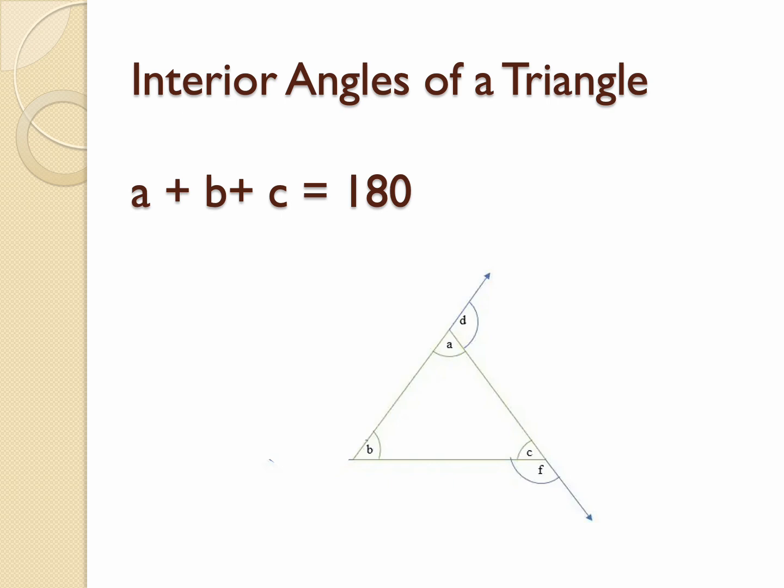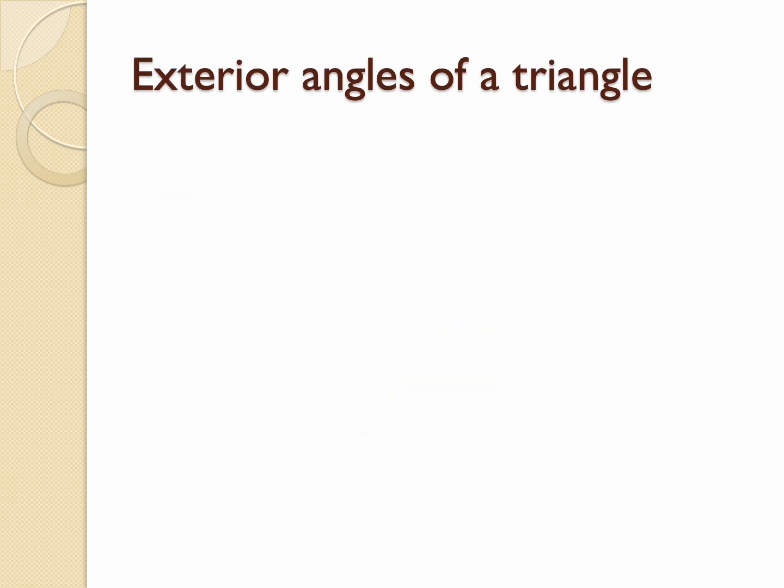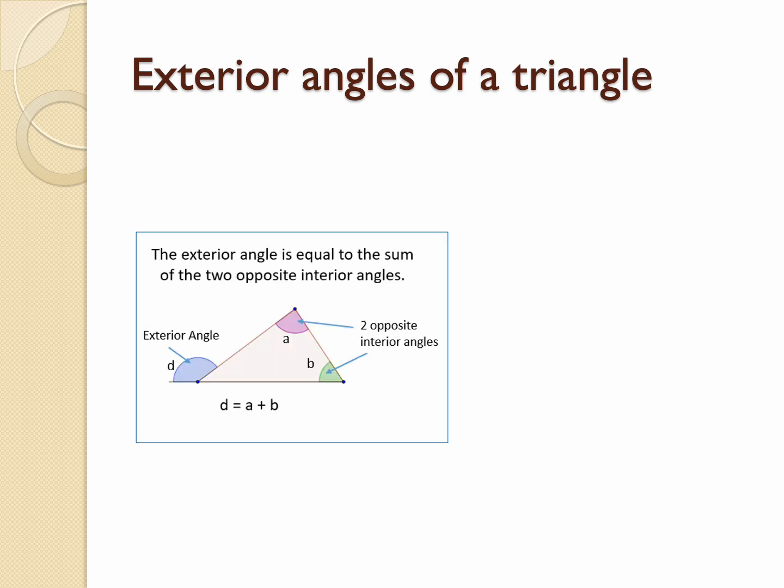Similarly, we can create exterior angles for B and C. Now, here are a couple of facts about exterior angles. Consider the exterior angle D. This angle, as you can see from your screens, this exterior angle D, the measure of this angle is equal to the sum of the two remaining interior angles, A and B. So, the exterior angle D is equal to A plus B.